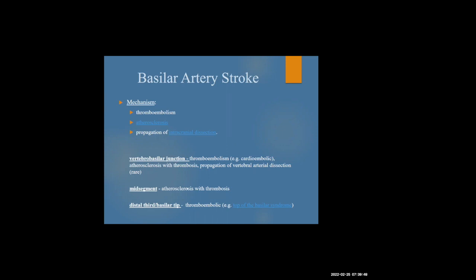If you have a stroke or an occlusion that involves the distal third of your basilar artery, sometimes referred to as the basilar tip, those are overwhelmingly going to be thromboembolic and sometimes present as the top of the basilar syndrome, which we'll see in a second. If you have a more proximal vertebrobasilar stroke, where it's a proximal basilar artery occlusion, you have to worry about not only thromboembolic disease and atherosclerosis, which is the same as the midsegment, but also could this possibly be from a propagation of a vertebral artery dissection? So if you're proximal, dissection becomes more of a concern. If you're distal, more likely to be thromboembolic.